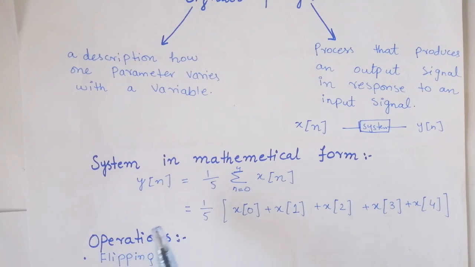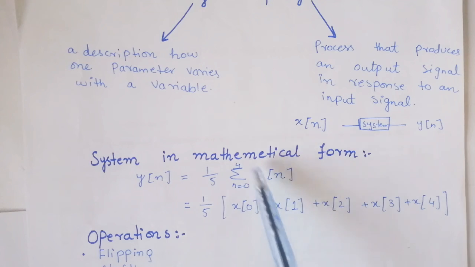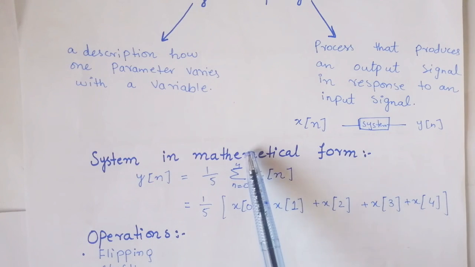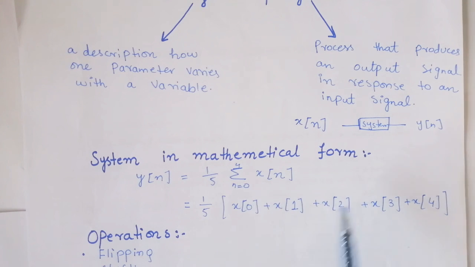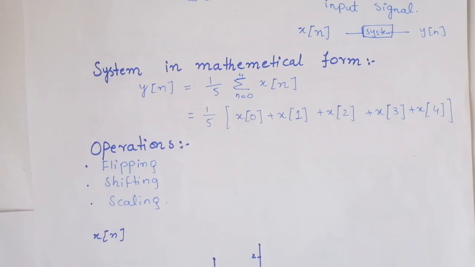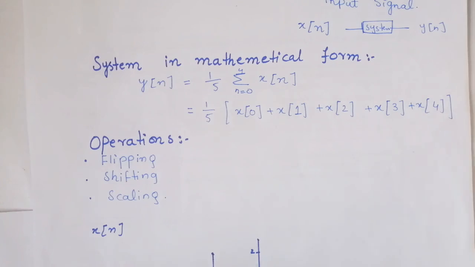The system in mathematical form is written here. y of n is equal to 1 by 5 summation of x of n from 0 to 4. You can see it is an averaging system since it has 5 samples and is divided by 5 afterwards. It is a representation or an example of a system. We'll study different operations on signals: flipping, shifting and scaling.